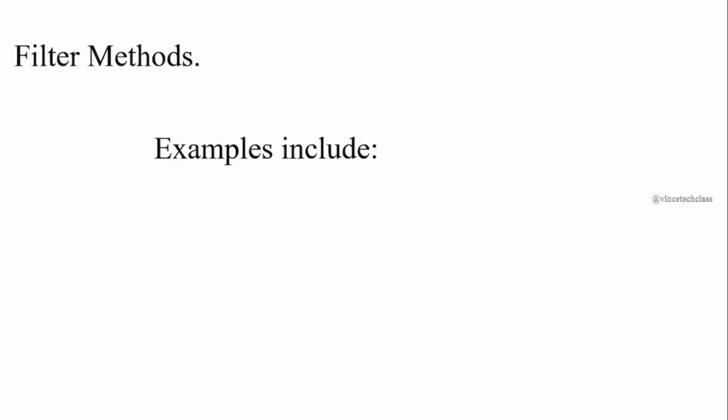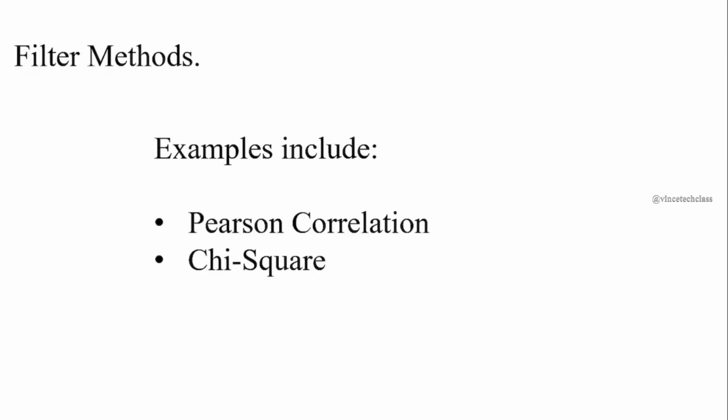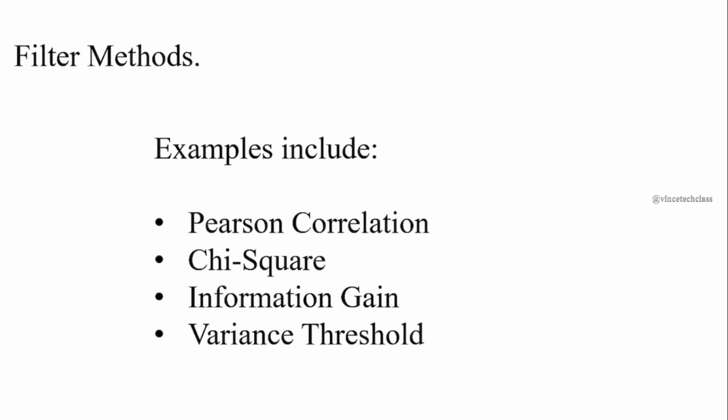Now let's take the first one, filter methods. Examples of filter methods include Pearson correlation, chi-square test, information gain, and variance threshold. Now let's take the first one, Pearson correlation. Pearson correlation measures the linear correlation between two continuous variables. It ranges from -1 to 1. -1 indicates a perfect negative correlation, and 1 indicates a perfect positive correlation, and 0 indicates no correlation. And also, it is commonly used for feature selection in regression tasks.